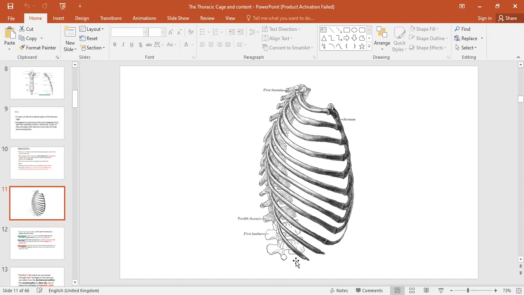Rather, it is called subcostal. Sub meaning below the rib cage. So here is a subcostal space. Then here are the 11 intercostal spaces.